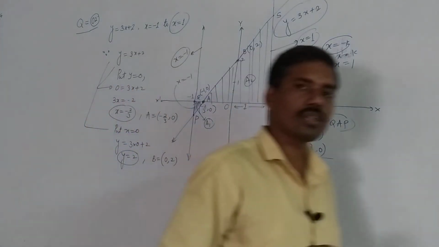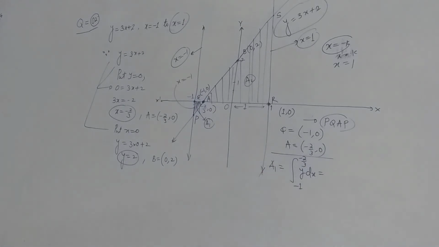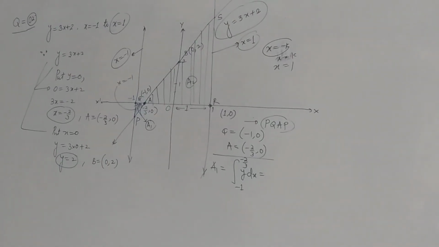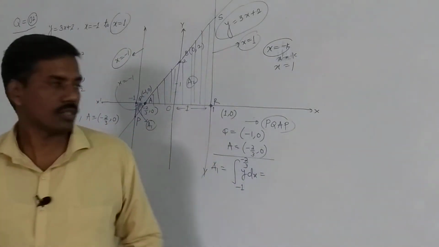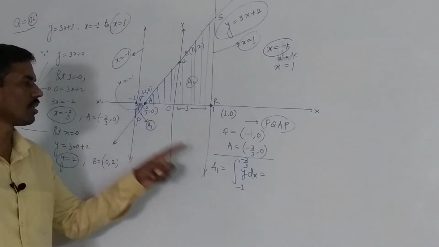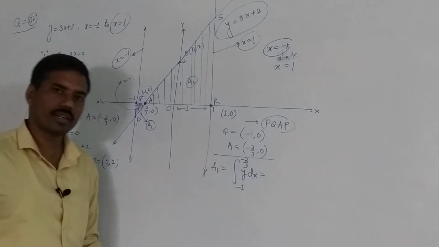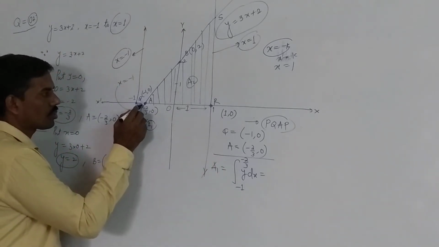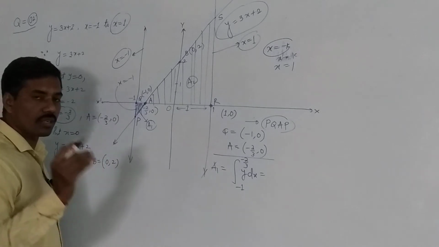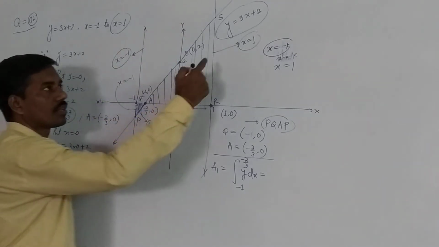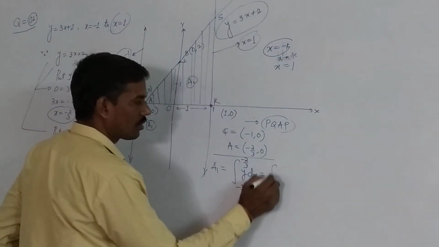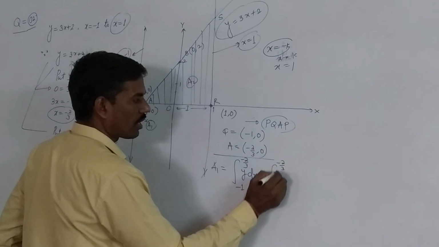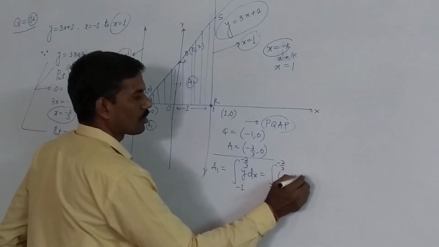A1 is the area taken from x equal to -1 to x equal to -2/3 of y dx, and the curve is y dx. Since this portion, that is PA, is the part of the curve that is a straight line y = 3x + 2, we write the integral from -1 to -2/3 of (3x + 2) dx.